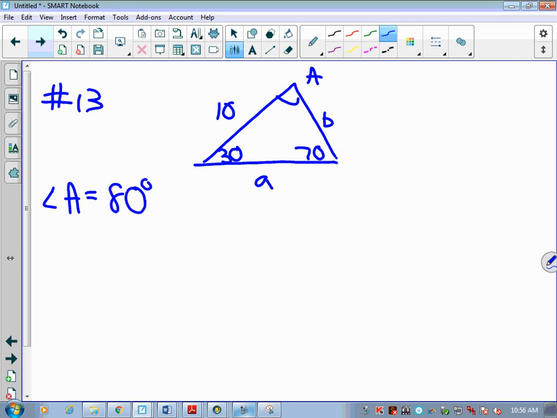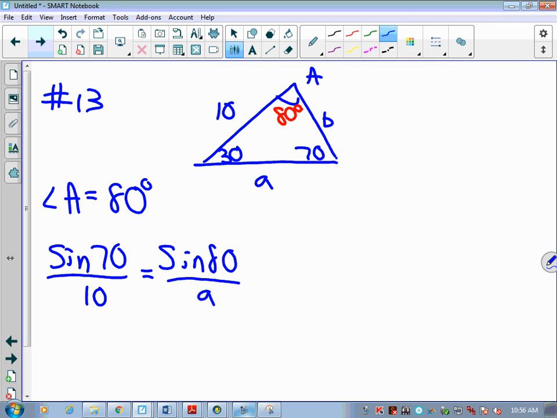Okay, 30 plus 70 is 100. Subtract that from 180, it's going to give you 80. Okay, so we can go ahead and fill in our 80 degrees there. All right, and then the rest of it's law of sines. So sine 70 over 10 is going to be the one thing that we have to be able to use for both A and B, equals, we can do sine 80 over A. What we're going to wind up with is 10 sine 80 divided by sine 70.